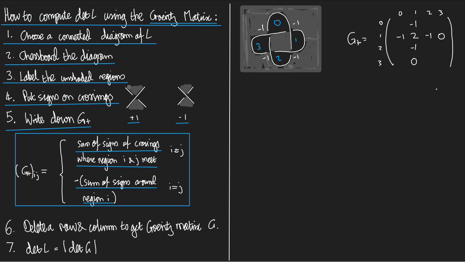And now, quick sanity check. You should find that if you add up along any row, you get 0, or if you add up along any column, you get 0. And that's the case here, which is good. Okay, so, challenge for you. Fill in the rest of the Goeritz matrix. Pause the video and have a go.